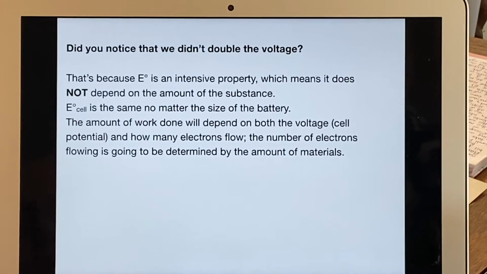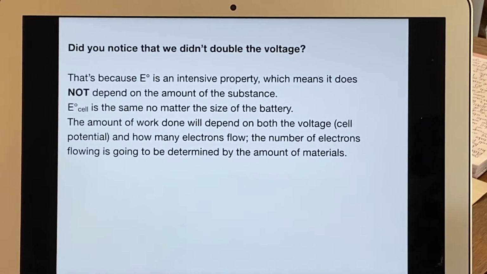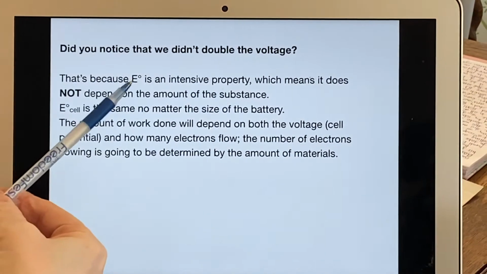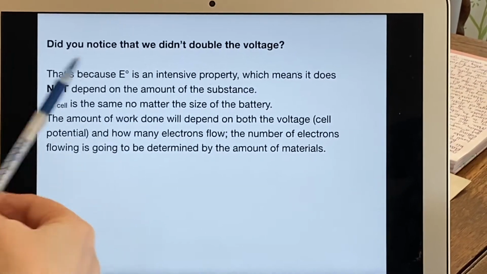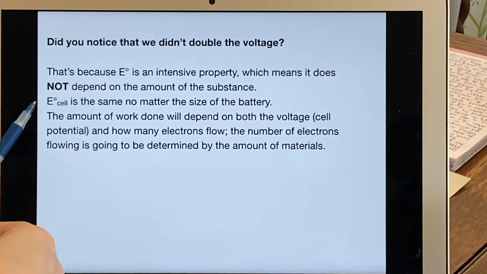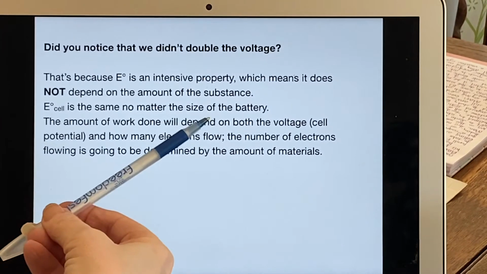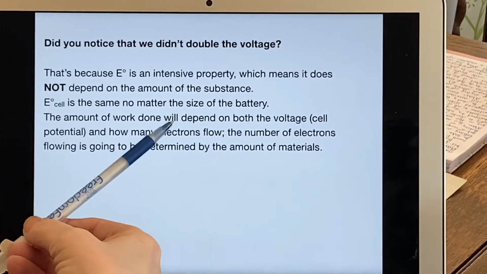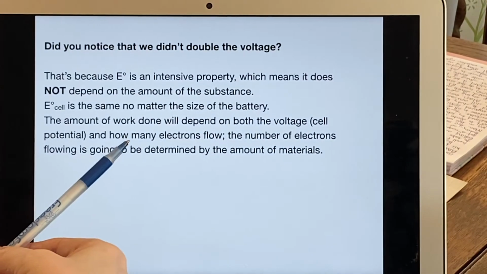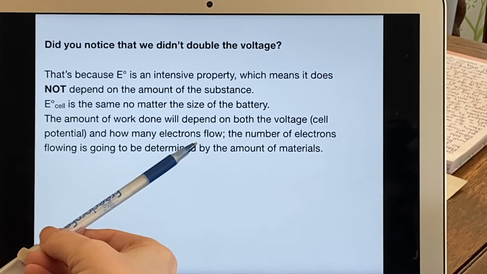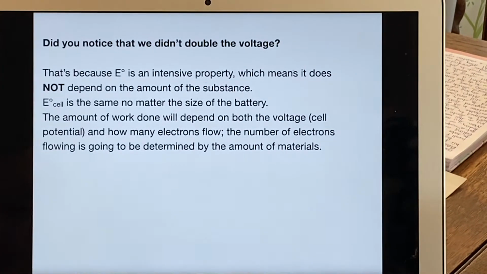Now, did you notice we didn't double the voltage? Well, we can say these pretty words, that this is an intensive property. It doesn't depend on the amount of the substance. That voltage is the same no matter the size of the battery. The amount of the work done depends on 2 things, what the voltage is and how many electrons are going through it. And the number of electrons is going to be determined by the amount of materials.